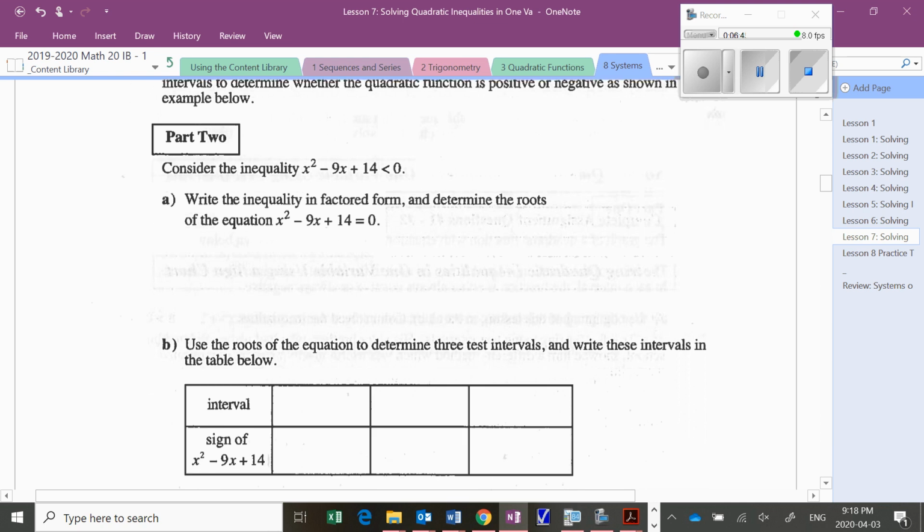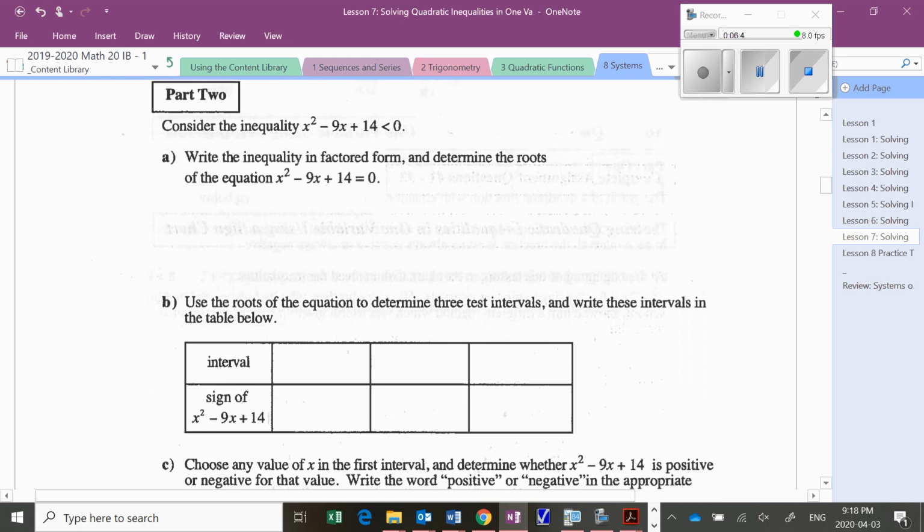So let's take a look at part 2. We've got x squared minus 9x plus 14 less than 0, and so the very first thing we want to do is determine the roots. We want to figure out what our x-intercepts are, because that tells us what our intervals are. So we'll factor that, and we're looking at x minus 7 times x minus 2 equal to 0.